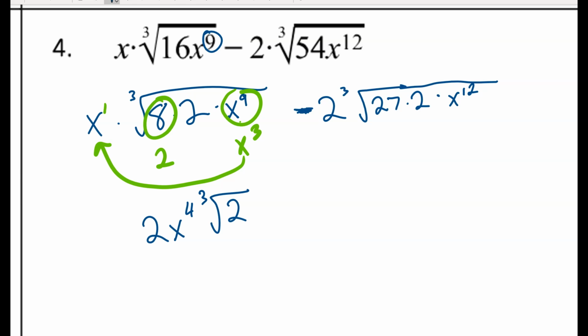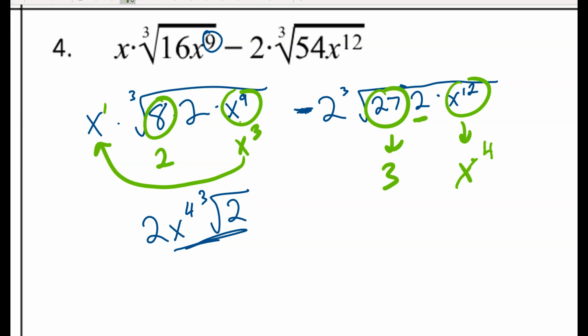So here's what I'm thinking as I'm going into my next radical. I'm trying to get an x to the 4th and a cube root of 2 if these are to combine. Now that won't always happen, but I'm thinking in this case it might because I already see a 2 there. So let's see what happens. 27 turns into 3 because 3 times 3 times 3 is 27. And x to the 12th, when I divide that exponent by 3, I'm left with x to the 4th.